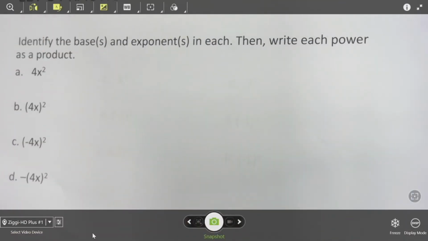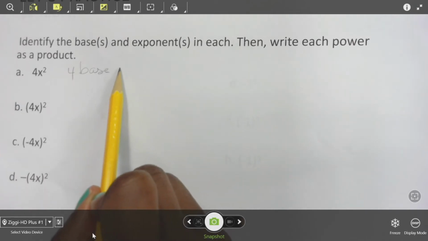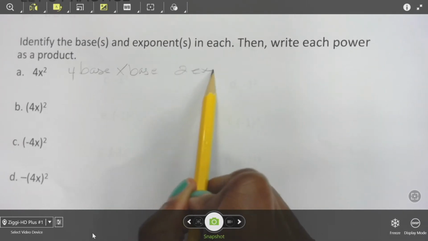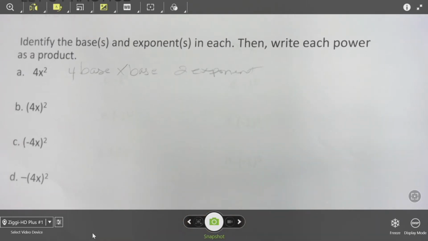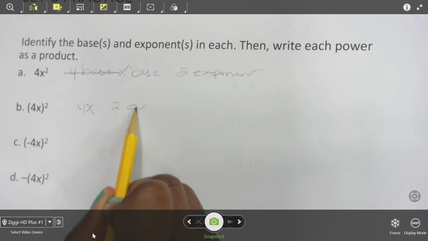Okay, so in A, what do you think the base is? We would say 4 is a base. What about X? X is a base. And 2 is the exponent. Okay? B, what's the base here? 4 is the base. Nope, that's wrong. X is the base, 2 is the exponent in the first one. In the second one, 4x is the base, and 2 is the exponent.